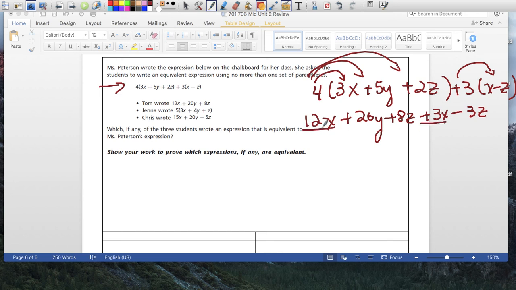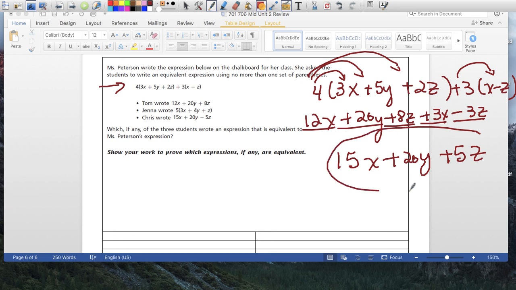I got an x here and an x here. 12x plus 3x is 15x. That's easy. Plus 20y, right? There are no like terms for 20y. And positive 8z minus 3z is positive 5z. So this is a simplified version of what the teacher wrote.